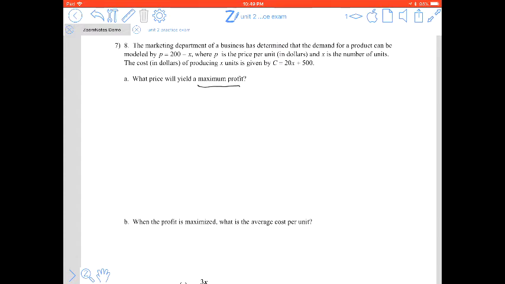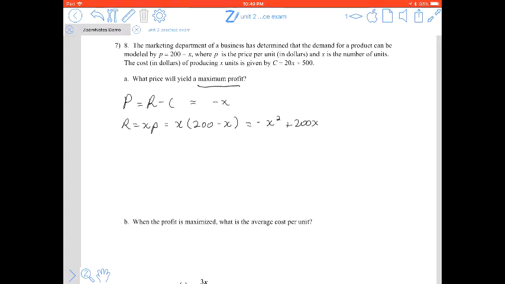Okay. So maximum profit. This is another optimization problem. We want a maximum profit, so that means we're going to have to take the derivative of the profit function. Now, profit is revenue minus cost. So first we need to determine revenue. Revenue is number of units multiplied by price. So we were given a price function of 200 minus x. So that's negative x squared plus 200x.